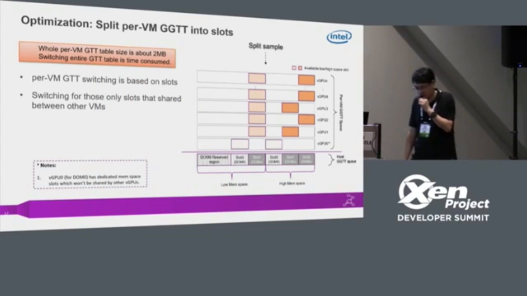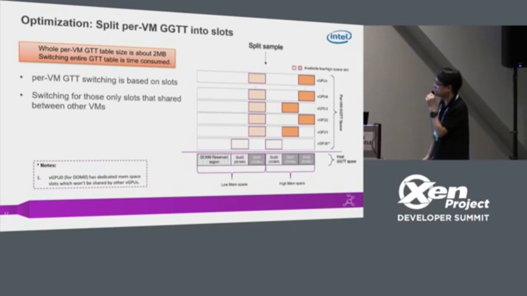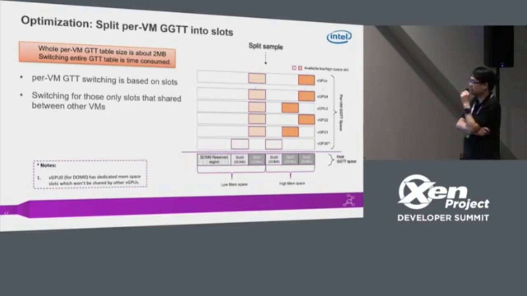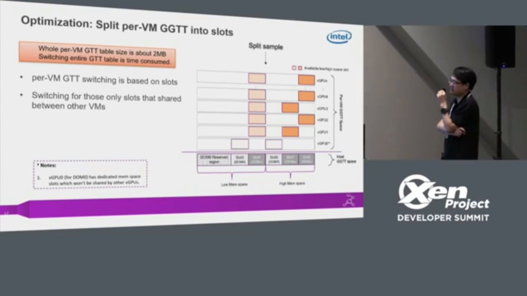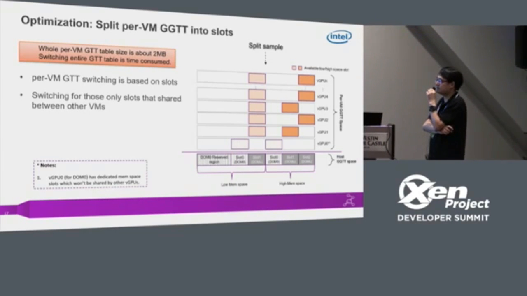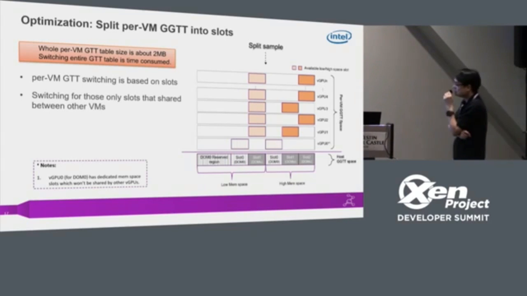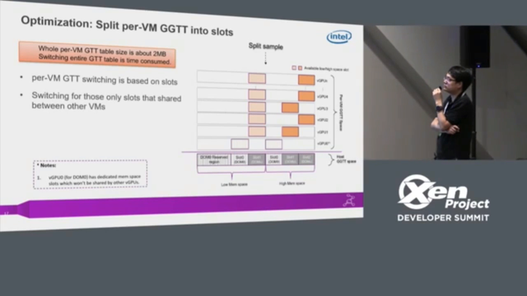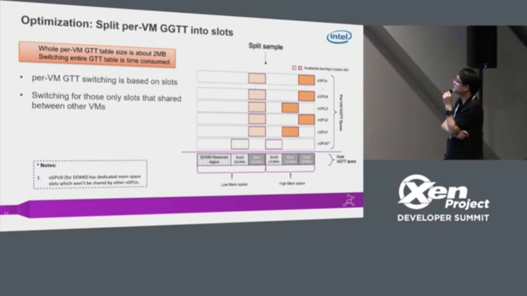Okay, here come our optimizations. Because the global page table size is 2 MB, it is pretty large, and context switching is very fast. Our scheduling is like 1 millisecond to 10 milliseconds, and we will switch the contexts for different guests. So it is a very time-consuming job to switch the global page tables, loading and restoring the saved ones.